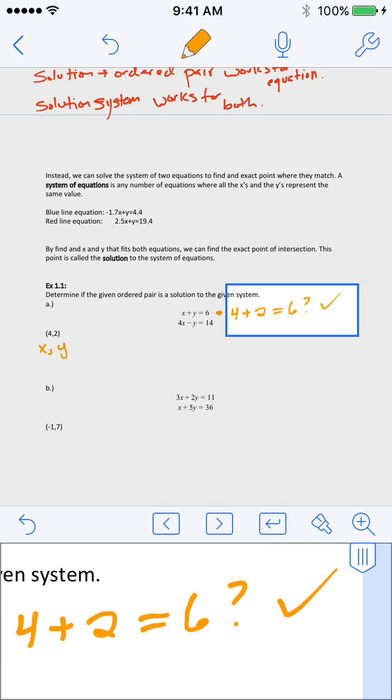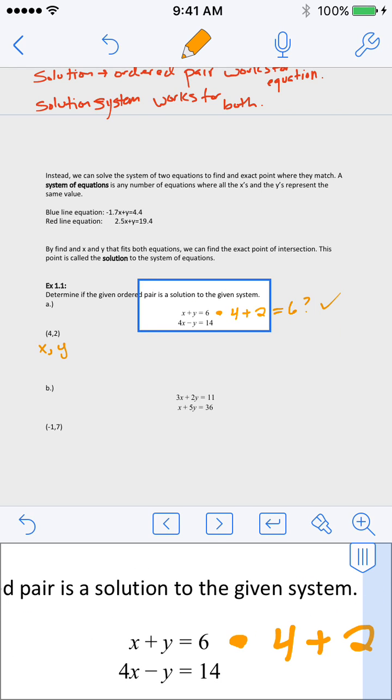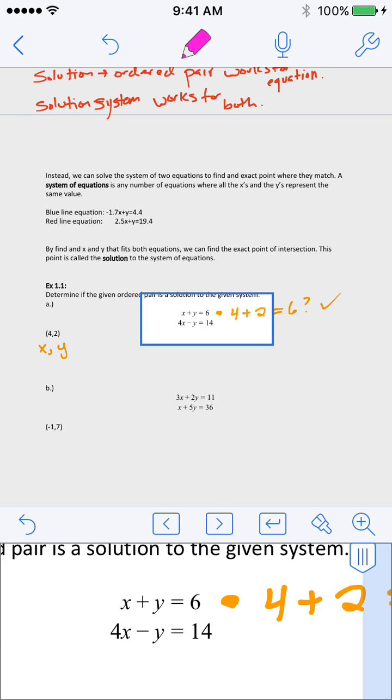Okay, so check on the first one. That's awesome. If this was just a single equation, then we can say, yes, this is definitely a solution. However, it's a system, right? It's a system where these two work together. So we also want to check the other equation. We have to check both.